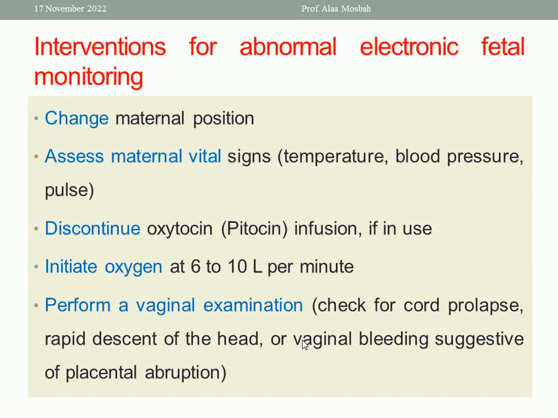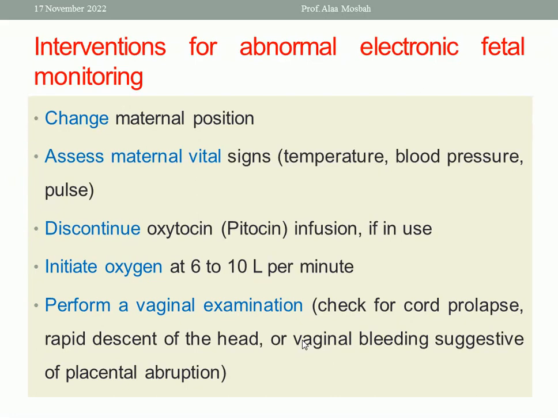First, change the maternal position. Then do follow up. Is the condition improving or not in CTG? Assess maternal vital signs: temperature, blood pressure, pulse. Discontinue oxytocin infusion if in use. Initiate oxygen to the mother by mask. Perform a vaginal examination.